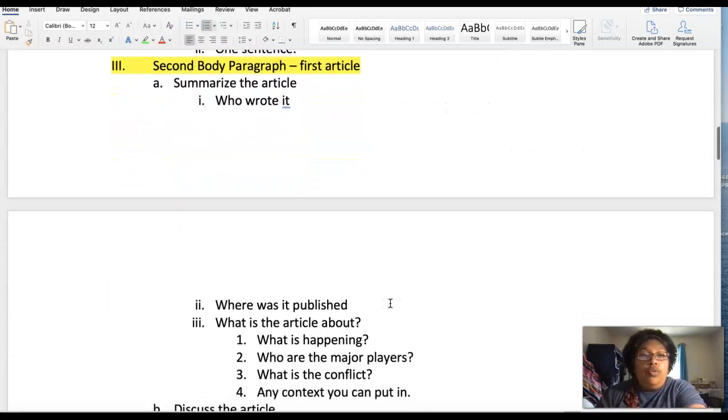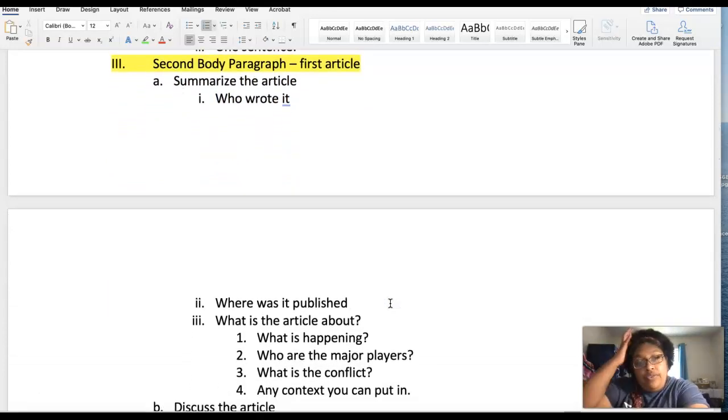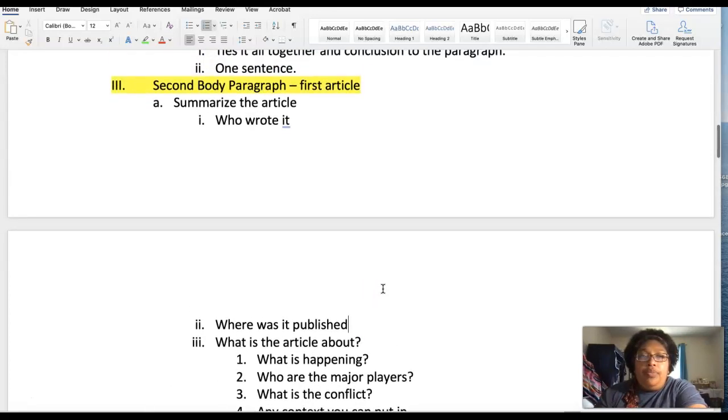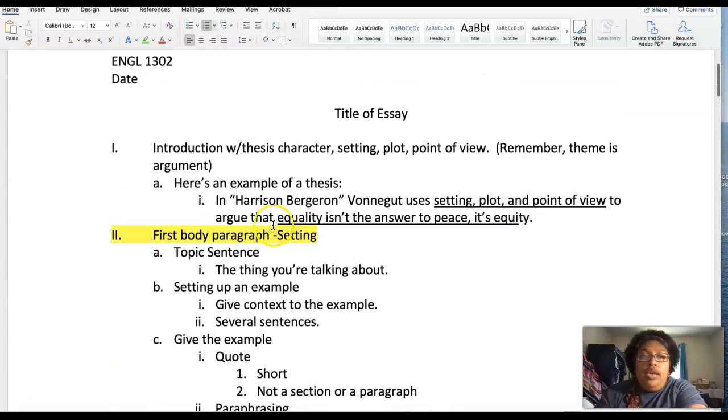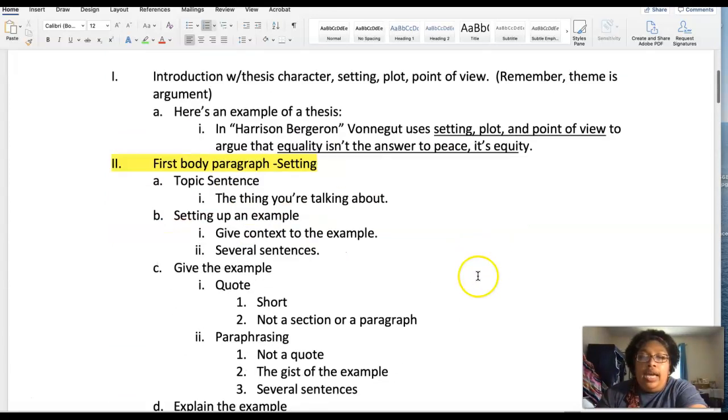So then your second body paragraph is going to be about the first article, because you need 3 to 5 articles. And you're probably wondering, wait, I can understand using 3, but what do you mean 3 to 5? I'll show you here in a second. So the first article is something that you found that reflects the argument that is found in Harris and Bergeron. So for us in this example, equality isn't the answer to that piece, it's equity.